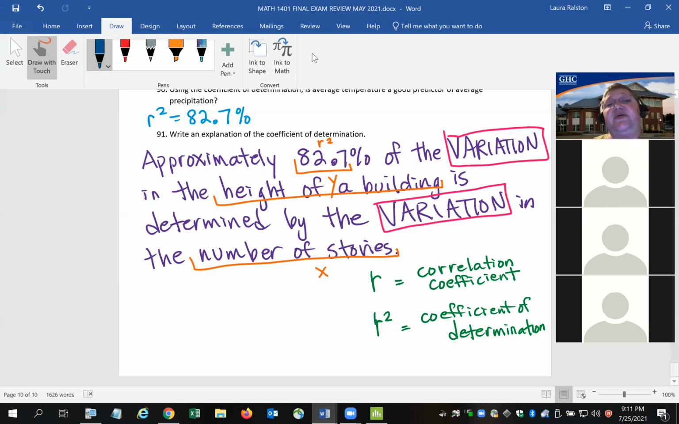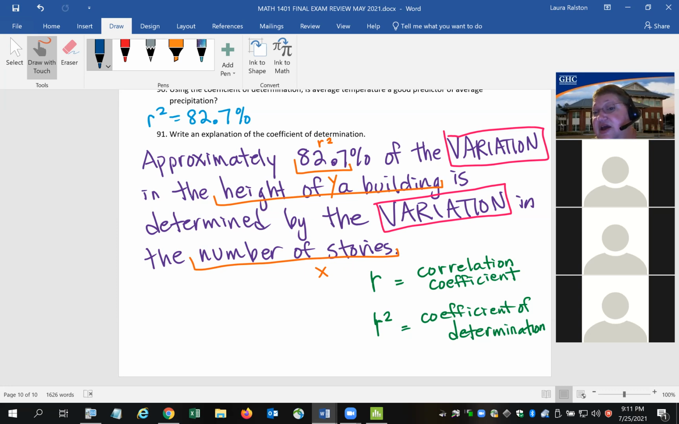And the coefficient of determination ultimately comes to this conclusion that you see here, but it also lets you know, is it appropriate to use, in this case, the number of stories to predict the height of the building? Well, to make it easier to understand, 83% of the height of the building is determined or controlled by the number of stories. So there's about 17% of something else going on.